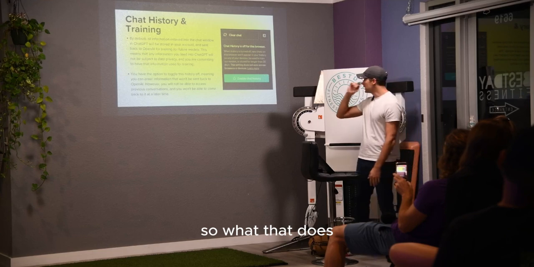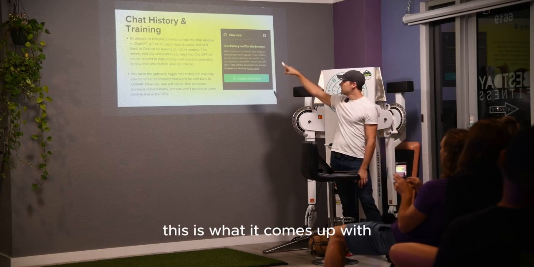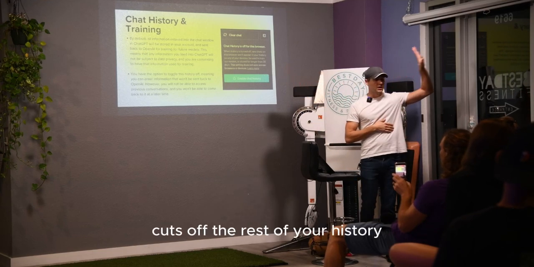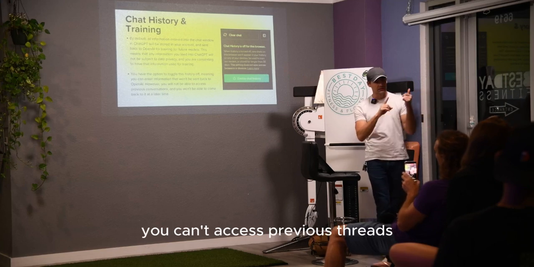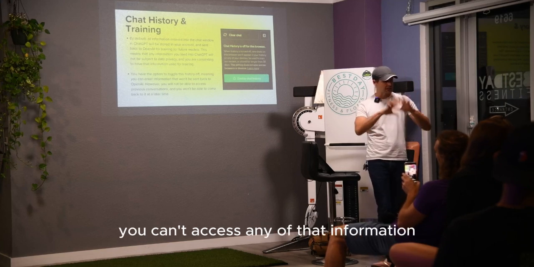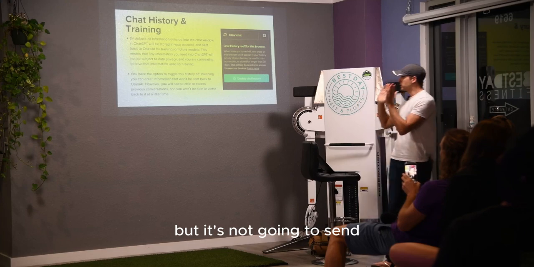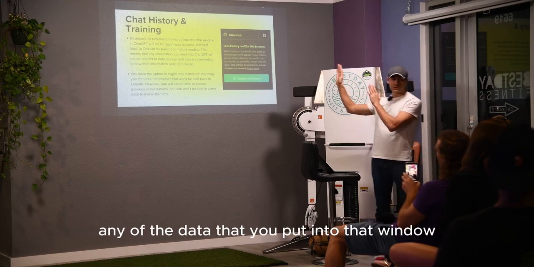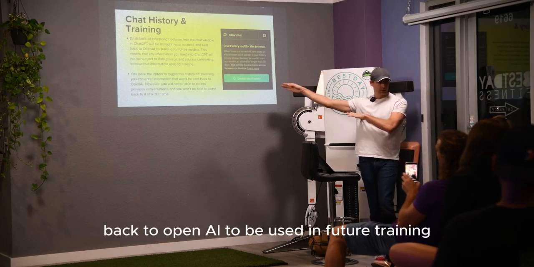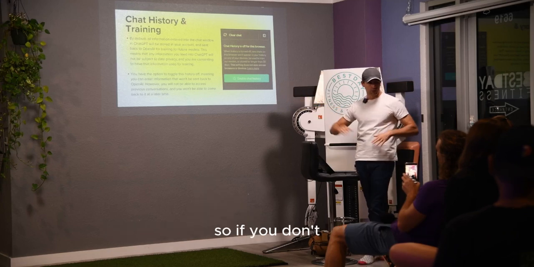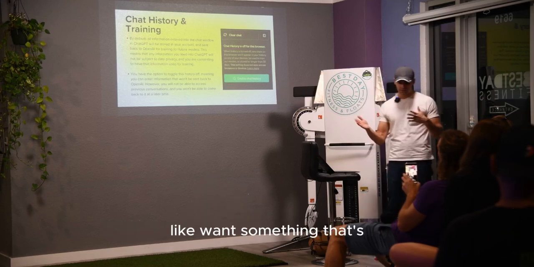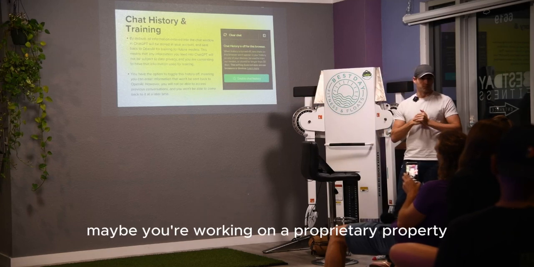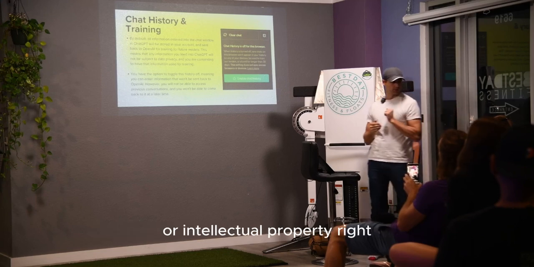So what that does, this is what it comes up with. Essentially, it cuts off the rest of your history. You can't access previous threads. You can't access any of that information, but it's not going to send any of the data that you put into that window back to OpenAI to be used in future training. So if you don't want that, maybe you're working on proprietary property, intellectual property, right?